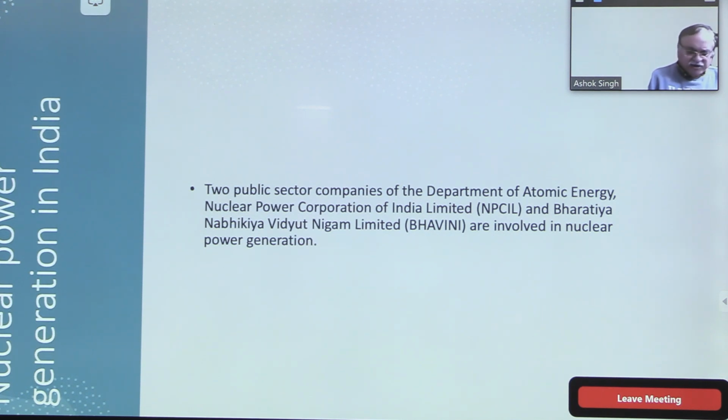The chairman of the Atomic Energy Commission is also the secretary of the Department of Atomic Energy of the Government of India. So whoever is the chairman of the Atomic Energy Commission, he is a technocrat. So remember, that will be a technocrat, that won't be an IAS officer.